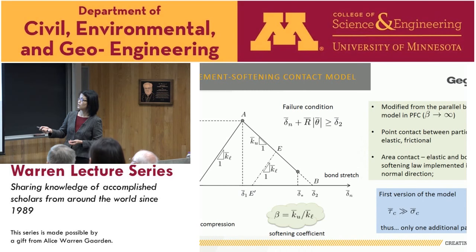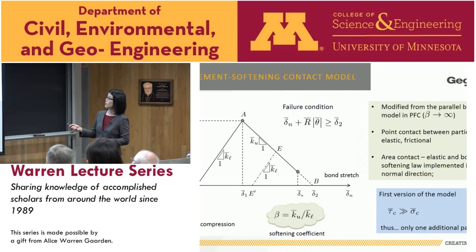The contact force reaches a maximum and drops to 0. And you could have different types of contact on top of each other. You can have the point contact, basically the particle-particle contact. In that case, it's just elastic frictional, with no bonding in between. And you can have the area contact, which sort of mimics the cementation. In that, you can have bonds, and that's where we implement our softening law.